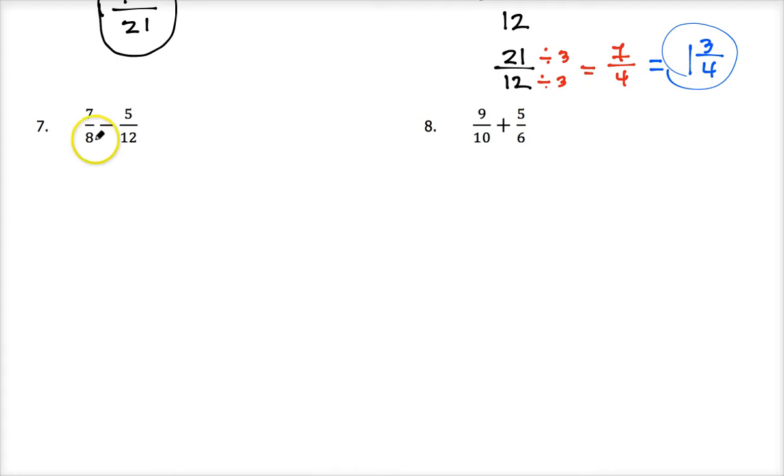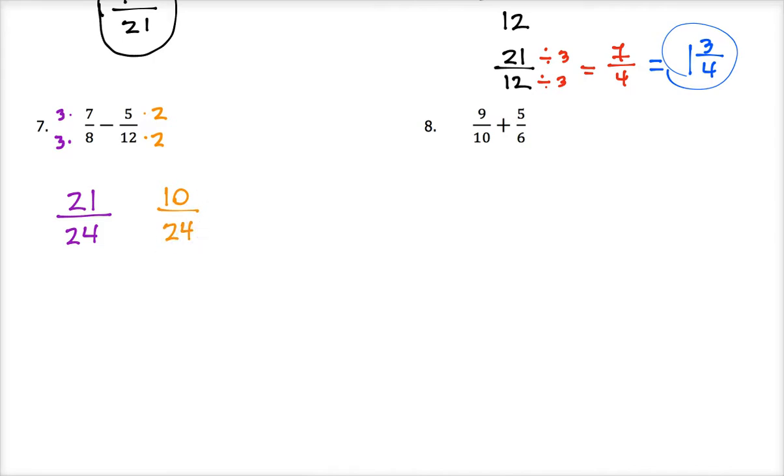Number 7, 7 eighths minus 5 twelfths. Again, uncommon denominators, so I want to make these denominators the same. So I'm going to think of the LCM of 8 and 12, and that LCM would be 24. So my 8, I need to multiply by 3, and I'm going to do the same thing to my 7. So this gives me the equivalent fraction 21 over 24ths. And then my 12, I can multiply by 2. I'll do the same thing to my 5, so that gives me 10 24ths.